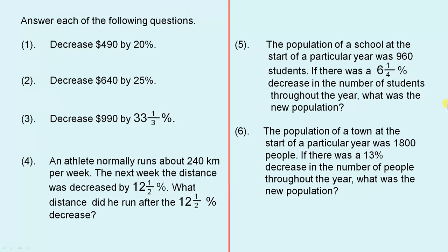And the last one, the population of a town at the start of a particular year was 1,800 people. If there was a 13% decrease in the number of people throughout the year, what was the new population?